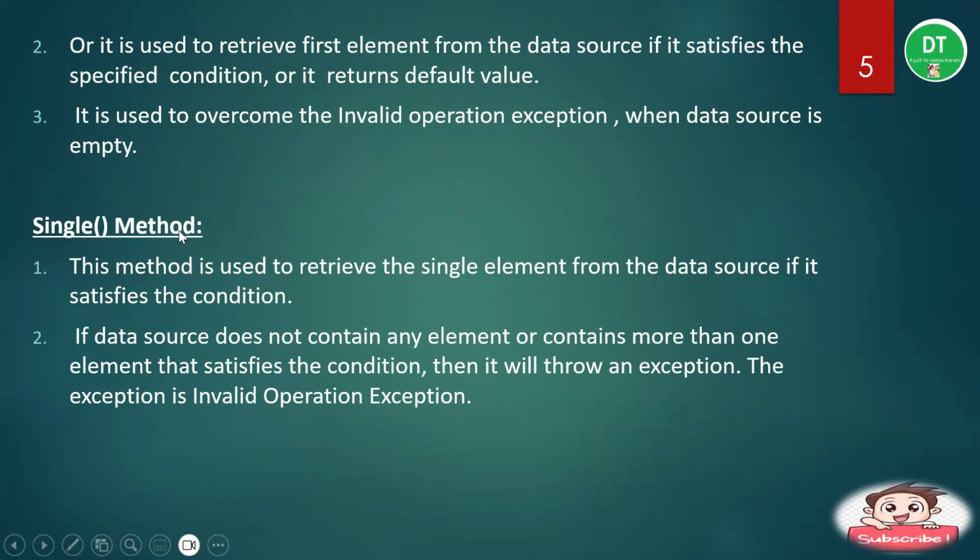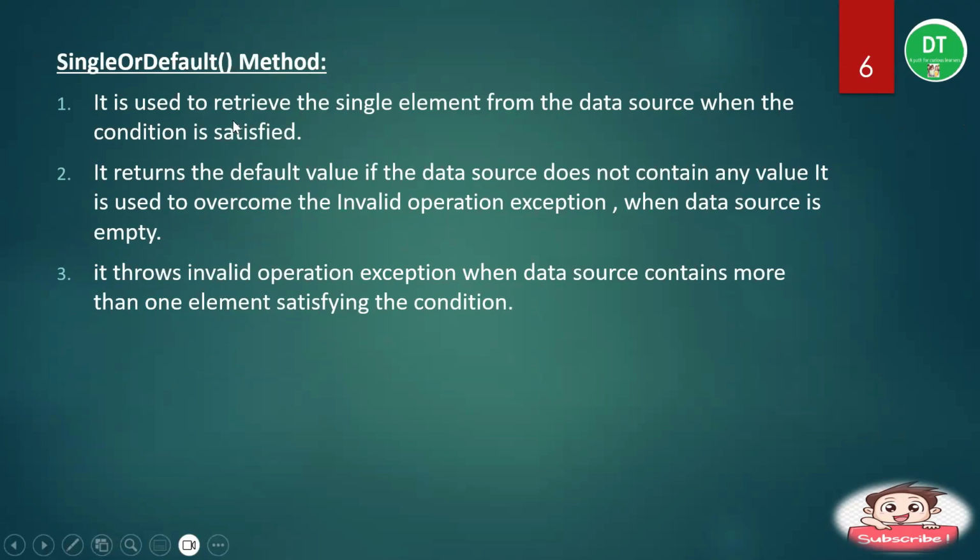Next method is Single method. This method is used to retrieve the single element from the data source if it satisfies the condition. So here without any condition we cannot write the Single, and it will throw an exception if there are more than one element. If data source does not contain any element or contains more than one element that satisfies the condition, then it will throw an exception. The exception is invalid operation exception.